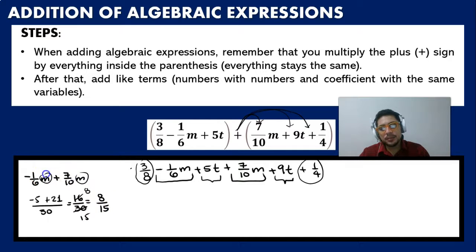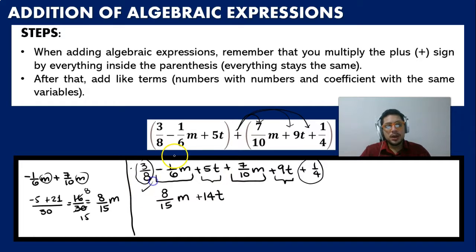And we had the m. So 8/15 m. Then we have plus 5t plus 9t, because they're both positive, they have to be added. So plus 5t plus 9t is going to be plus 14t. And then we have the two numbers, 3/8 plus 1/4.